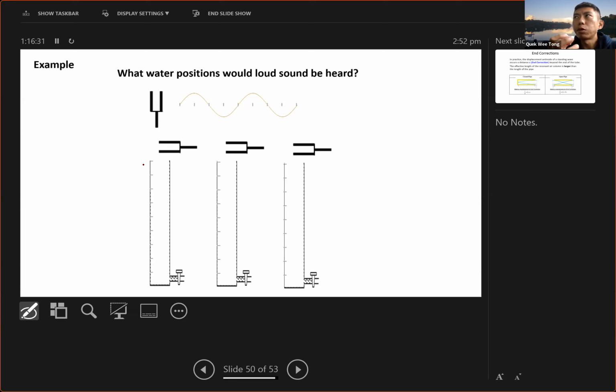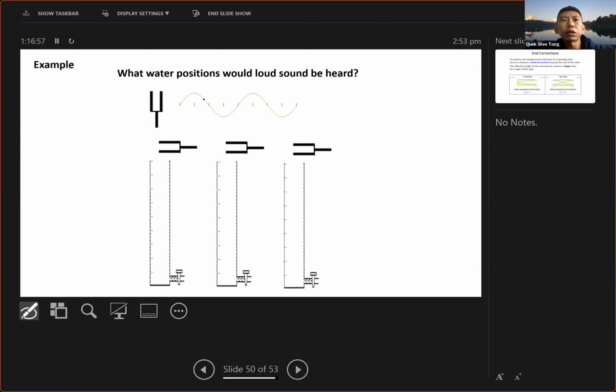So the air column also gives out sound, and that's why we hear a loud sound. It is like it collects the energy from the tuning fork, or stores it, then becomes bigger. Then at some point the amplitude of the vibrations inside is quite strong, then you hear a loud sound.